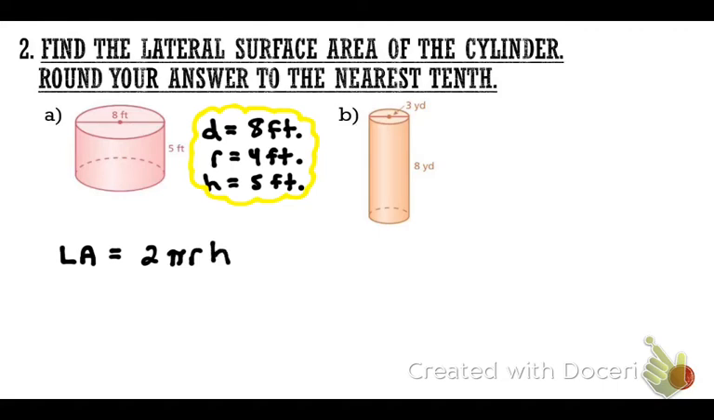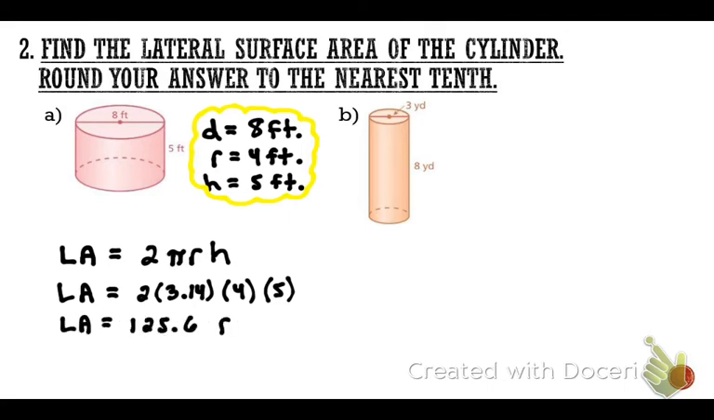Would anyone like to help me with this one? All right, Jonathan, go ahead. What should I plug in? So you should put the 2 and then parentheses 3.14. Very good. And then 4 with parentheses and then 5. Excellent. When you multiply those together, tell me what you got. All right, 125.6. Now, what does it ask us to round to, Jonathan? The nearest tenth.